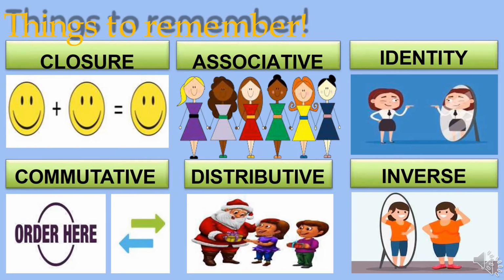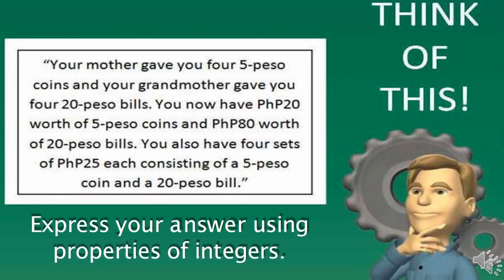And that's all the properties on the operations of integers. We have 6 properties. Remember them with the following images: closure property, commutative property, associative property, distributive property, and inverse property. I hope you've learned a lot.